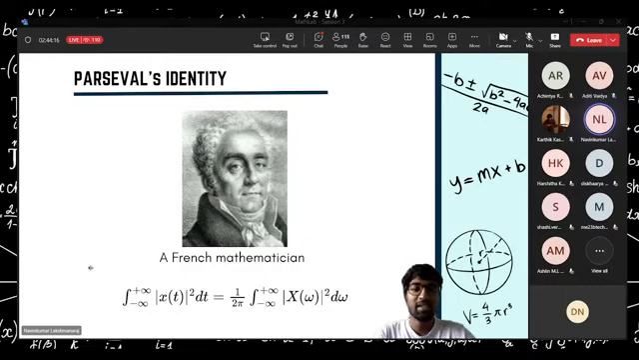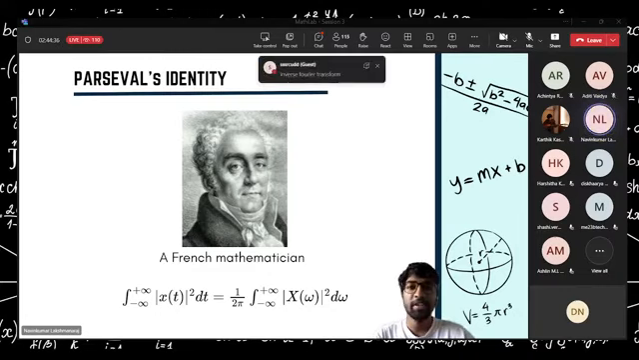It says that the integral from minus infinity to infinity of |x(t)|² dt is 1 over 2 pi times the same integral, but with the function represented in the frequency domain instead of the time domain. So how is this important? Well, it's a pretty useful tool which helps you in calculating integrals.